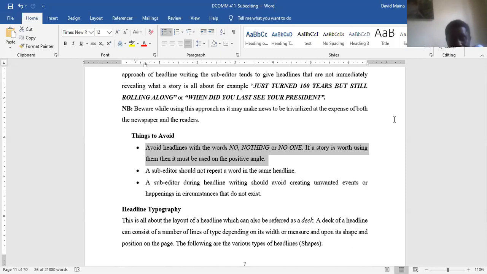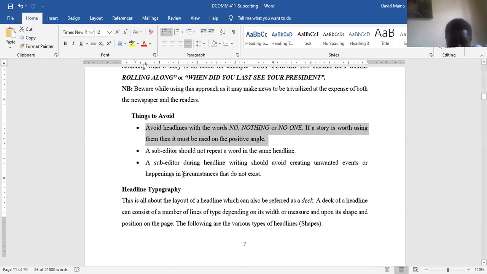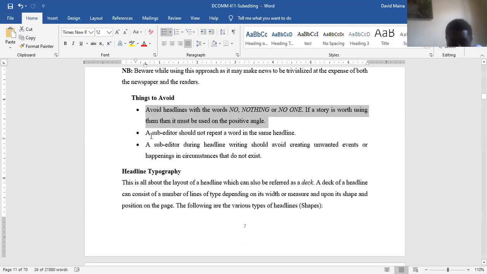So avoid headlines ambazo ziko na no, nothing happened, something like that. No one died, something like that. So a sub-editor also should not repeat the words in the same headline. Like you're using the word for. Don't repeat the same words or two words that are the same in one headline.